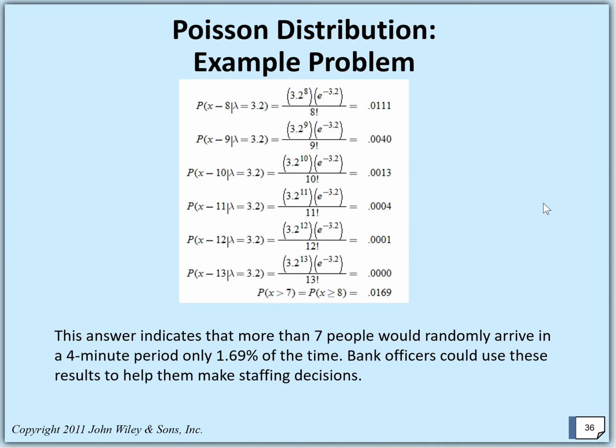So with lambda 3.2 and x 8 or 9 or 10 or 11, this is how you find the probabilities. And this answer indicates that more than 7 people would randomly arrive in 4 minutes only 1.69% of the times. So bank officers should use these results to make staffing decisions.